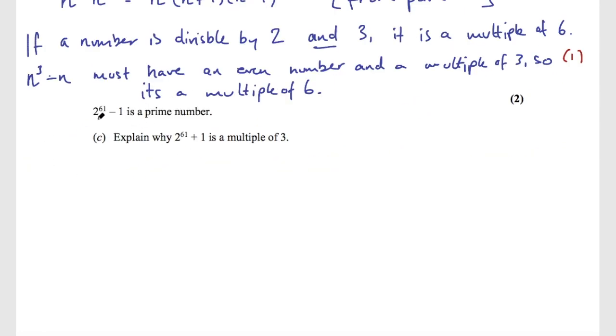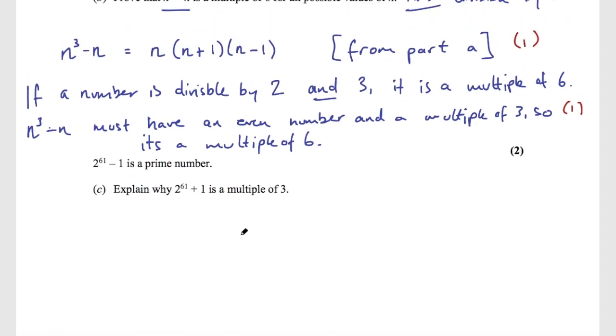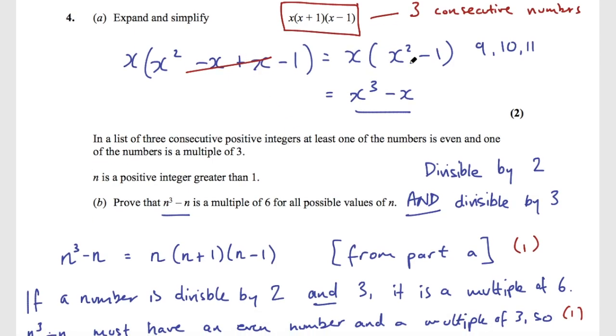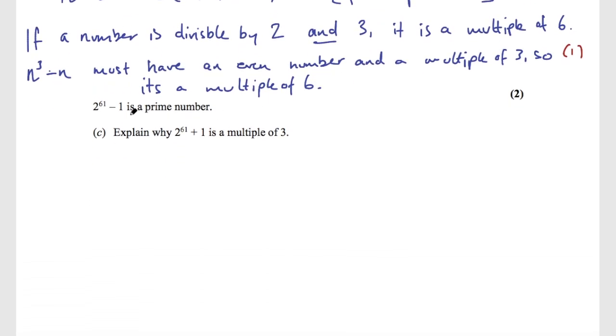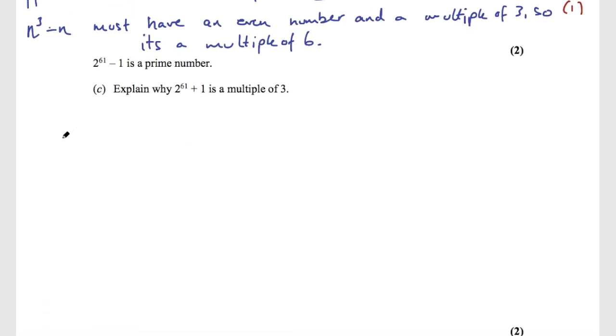The last part of this question says 2 to the power 61 minus 1 is a prime number. Part C says explain why 2 to the power 61 plus 1 is a multiple of 3. Alright, so let's connect this to the rest of the question. So we're talking about consecutive numbers. They've told us that consecutive numbers must have an even number and a multiple of 3. So if 2 to the power 61 minus 1 is prime, the number after that must be 2 to the power 61, and then the number after 2 to the power 61 must be 2 to the power 61 plus 1.